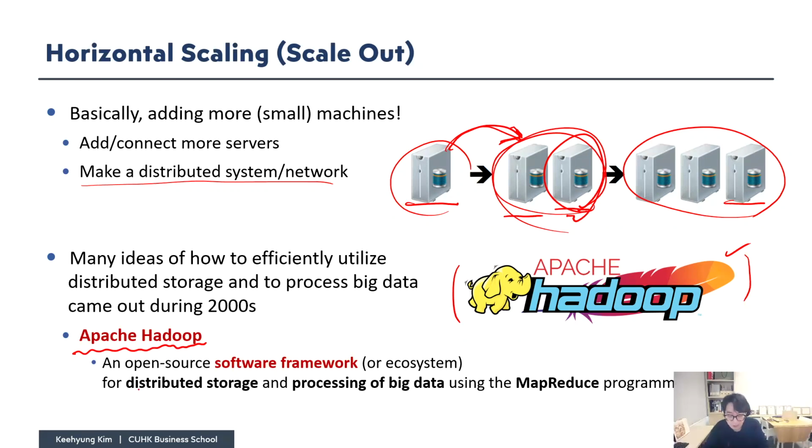Apache Hadoop is basically an open source software framework. It doesn't just mean one thing. It's an entire ecosystem, and there could be multiple software components. In this Apache Hadoop framework, the most important things are these two: distributed storage and processing of big data using the MapReduce programming model. The MapReduce programming model was first suggested by people working at Google, and then it was implemented, and that's Apache Hadoop. So it's a really popular ecosystem.